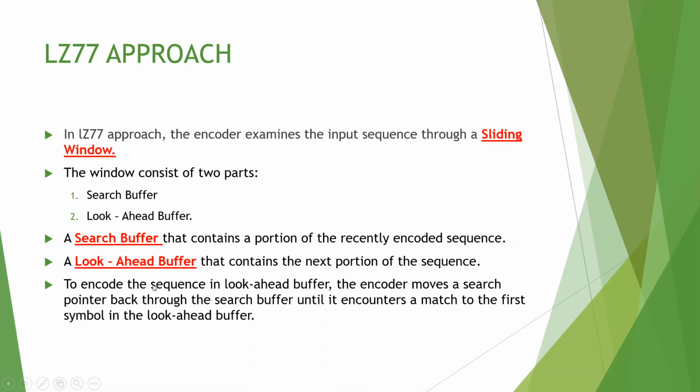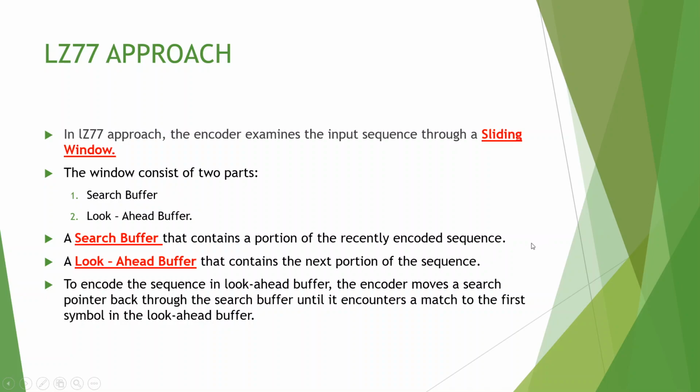Now to encode the sequence in the look ahead buffer, the encoder moves a search pointer back through the search buffer until it encounters a match to the first symbol in the look ahead buffer. Means what? To encode the sequence stored in the look ahead buffer, the encoder moves back through the search buffer and points out the matching symbol, which is matched with the symbol stored in the look ahead buffer, and that matched symbol is encoded and stored in the search buffer.